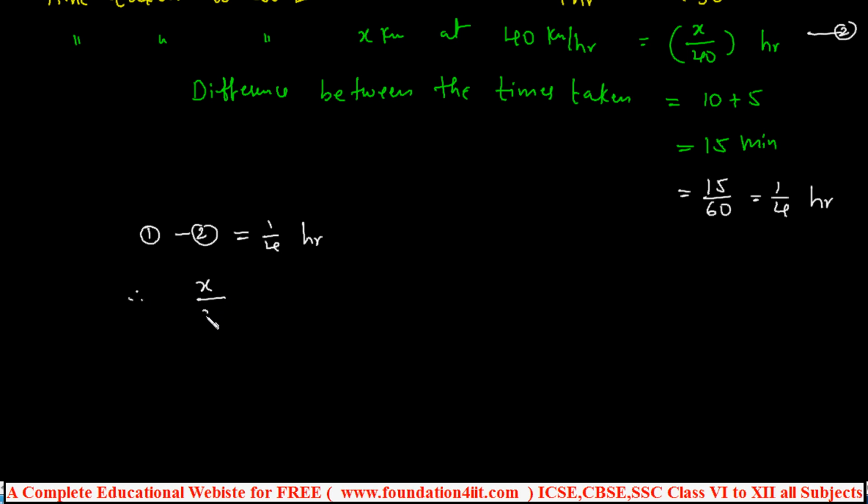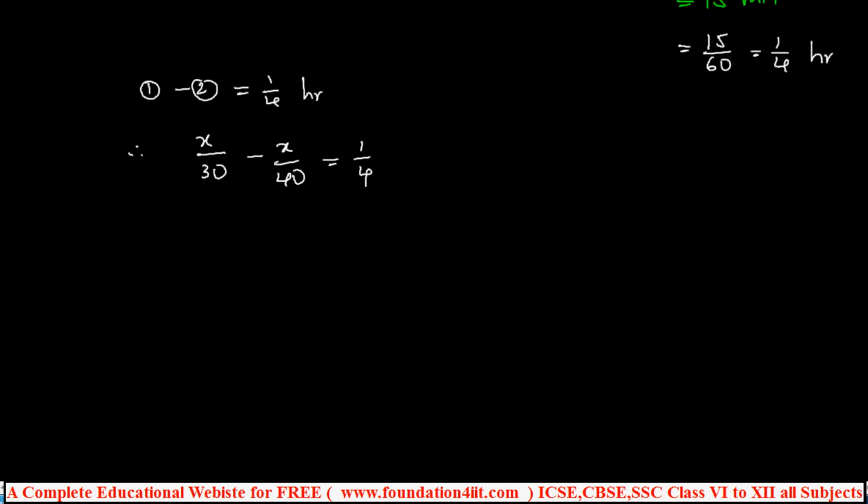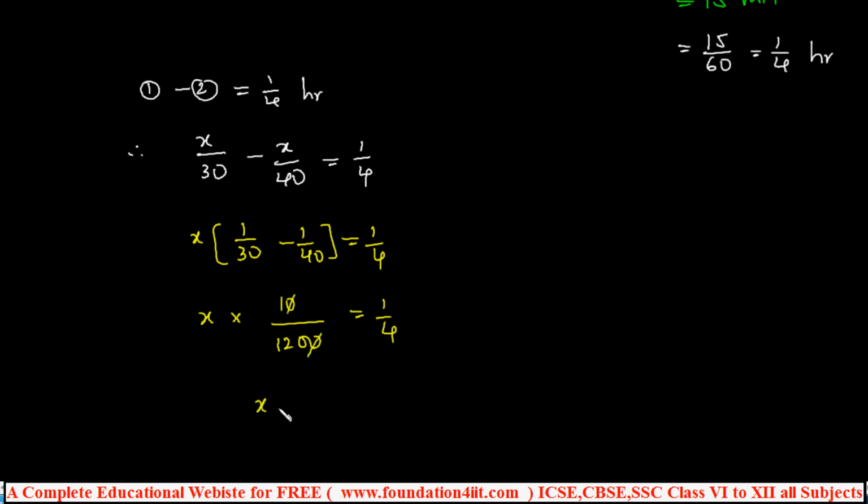Therefore x by 30 minus x by 40 is equal to 1 by 4. Everything is in hours. Now you can calculate this simply. Take x common: x into 1 by 30 minus 1 by 40 is equal to 1 by 4. Simplify this, 1 by 30 minus 1 by 40. So 40 minus 30, so 10 by 1200 is equal to 1 by 4. So 0, 0 can cancel. So x is equal to 1 by 4 into 120.